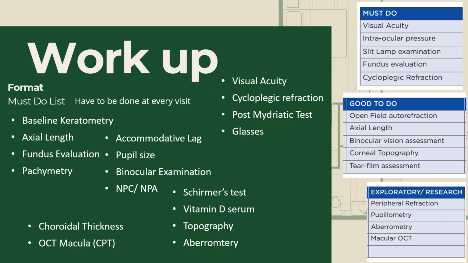NPC, NPA, once you give atropine, it becomes very, very important. Pupil size, very important if you are starting atropine. Binocular examination also very, very important if you are planning to start atropine.